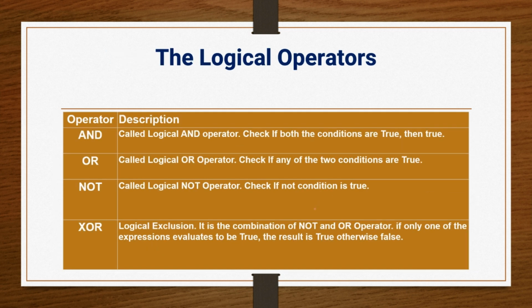What are logical operators? The AND operator works if both the conditions are true, then the result is true. OR means if either of the conditions is true, then the statement is true. NOT means if the condition is not met, then the result is true. And XOR means exclusion: if one of the expressions evaluates to true, the result is true, otherwise false.